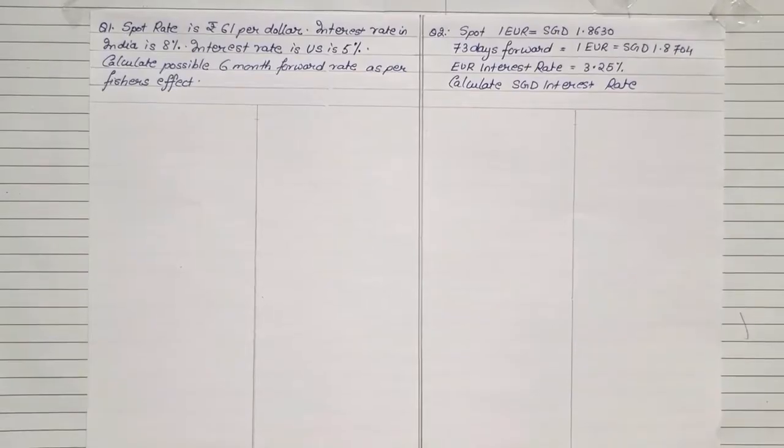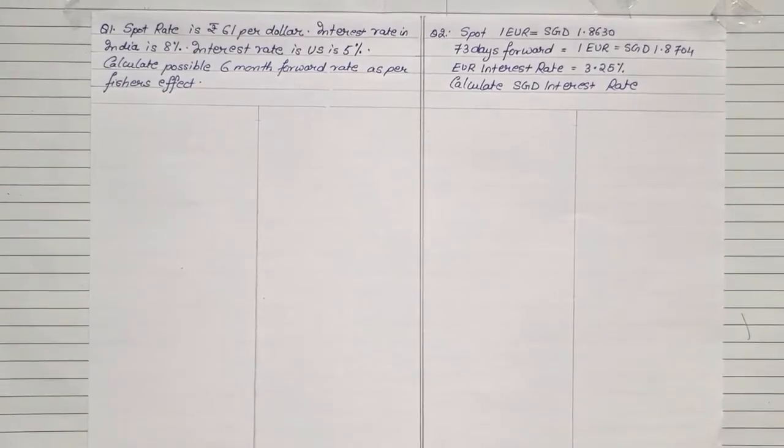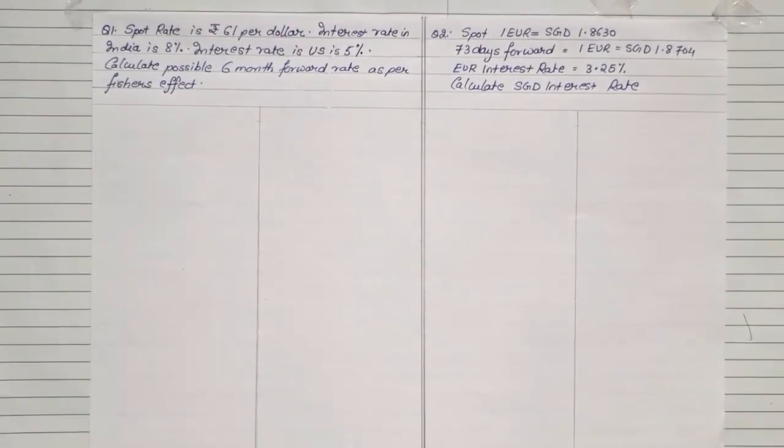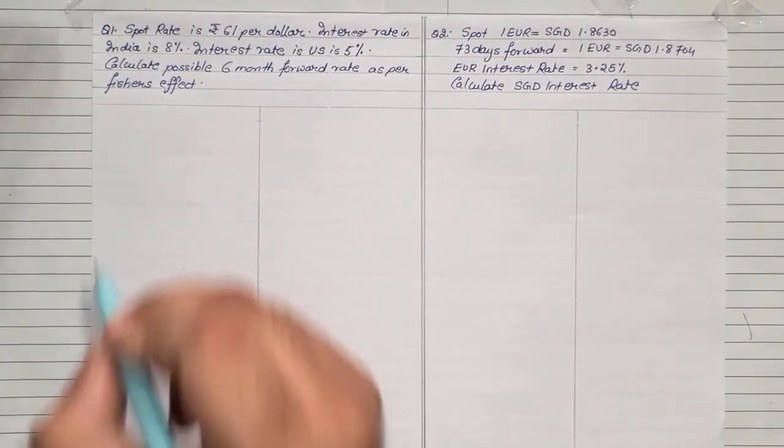Now, the very first question, we'll read it out. The spot rate is rupees 61 per dollar. Interest rate in India is 8%. Interest rate in US is 5%. Calculate the possible 6-month forward rate as per Fisher effect. Now let us see how we can solve this kind of sum.